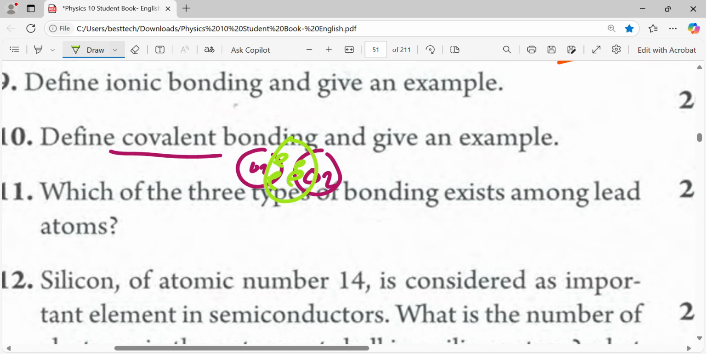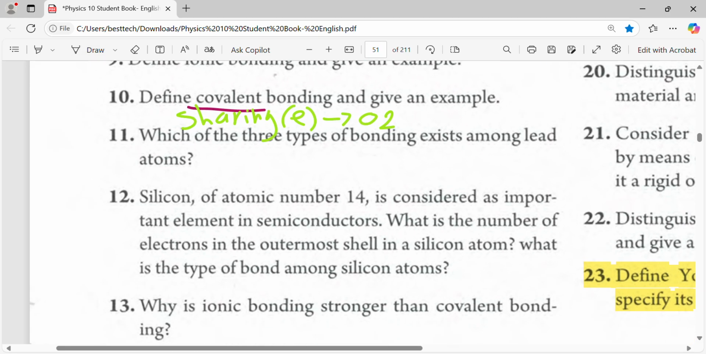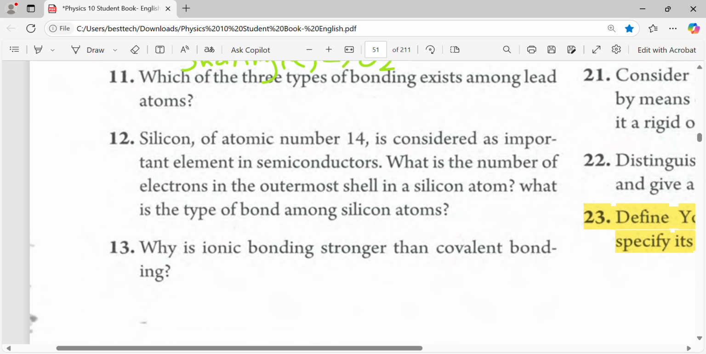So a covalent bond doesn't have the ability to lose or gain electrons, they just share electrons. You can write sharing electrons between two atoms. For example, O2, oxygen. Okay, question 11 done.